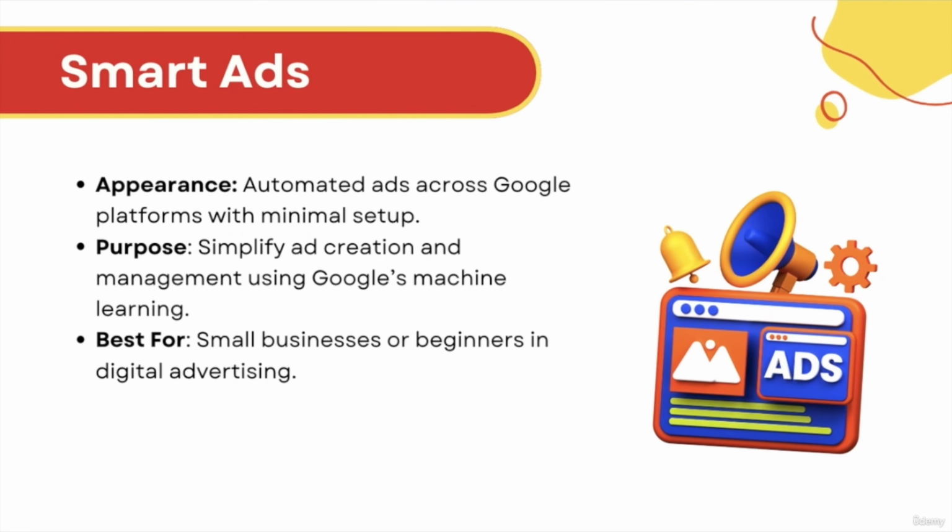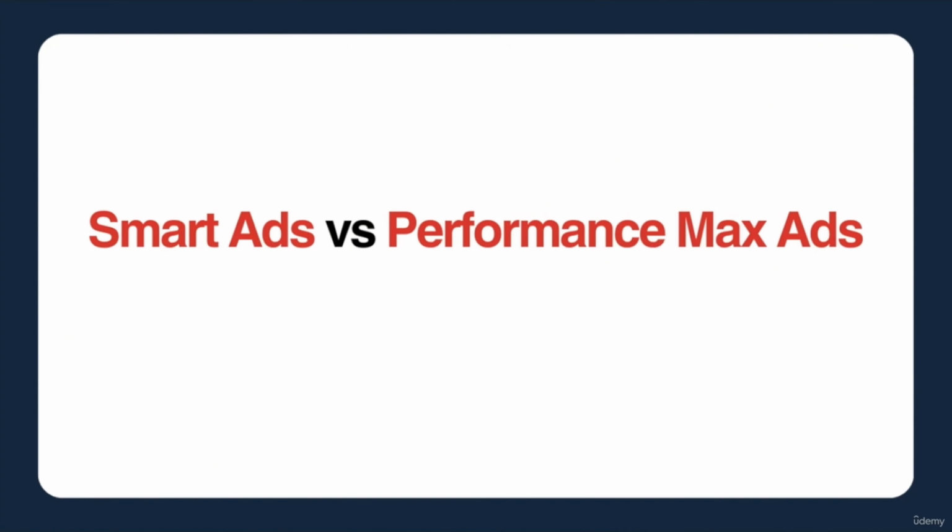Smart ads are automated advertisements that run across various Google platforms with minimal setup required. These ads streamline the advertising process, allowing businesses to focus on their goals without getting bogged down by complex configurations. The primary purpose of smart ads is to simplify ad creation and management through Google's powerful machine learning technology. Smart ads are particularly beneficial for small businesses or beginners in digital advertising who may not have extensive experience or resources.